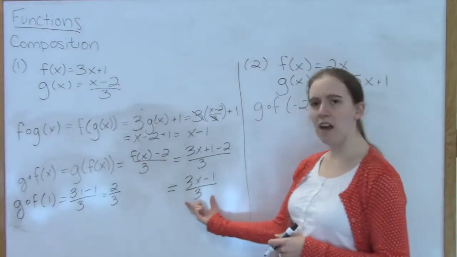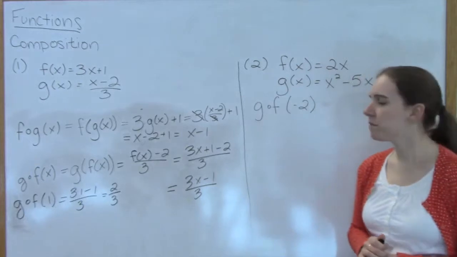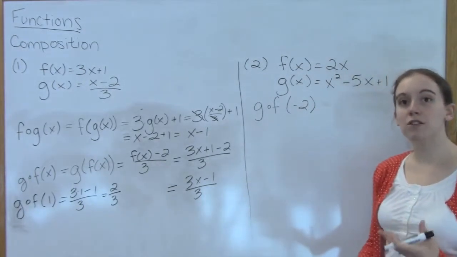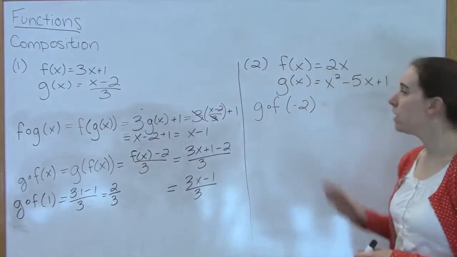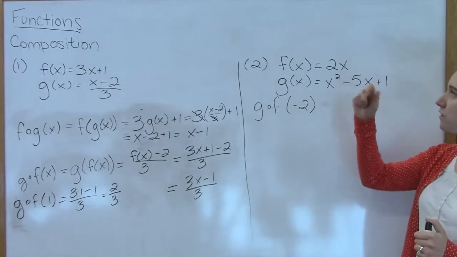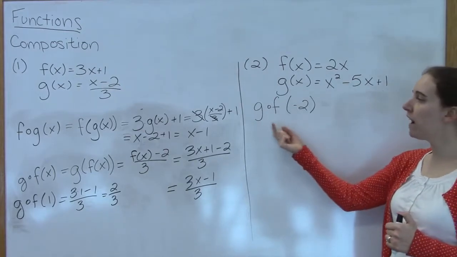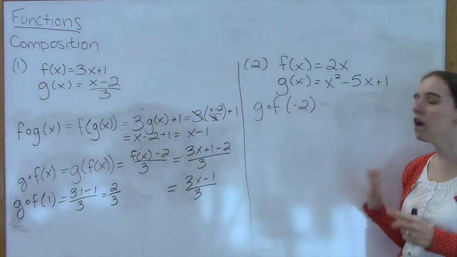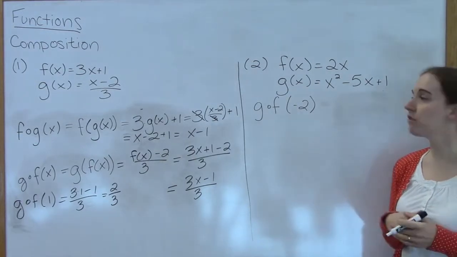Now what if we hadn't had this nice equation for g composed with f of x? I could always go through and find it, but we actually have another way we can do these types of problems where we don't have this equation. And let's try that with this second example here. We have f of x is 2x and g of x is this quadratic here. And what I want to find is g composed with f of negative 2. But we don't have an equation for g composed with f of x yet. We haven't figured that out.